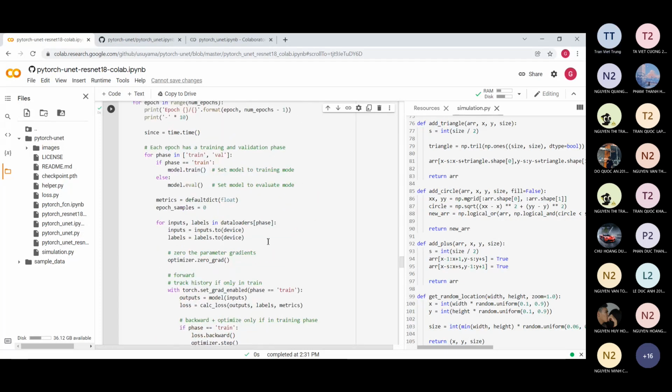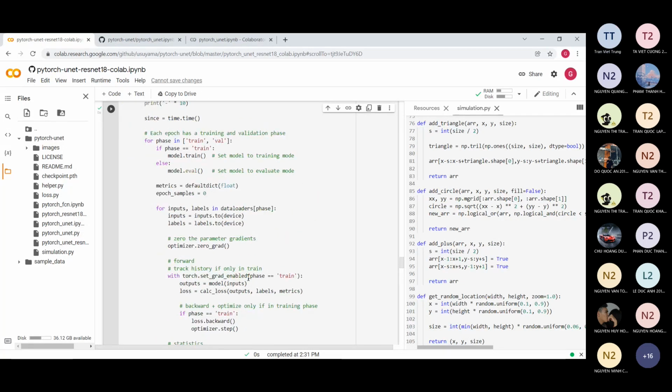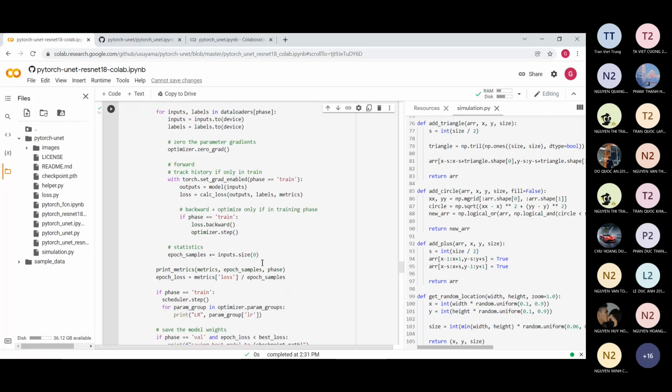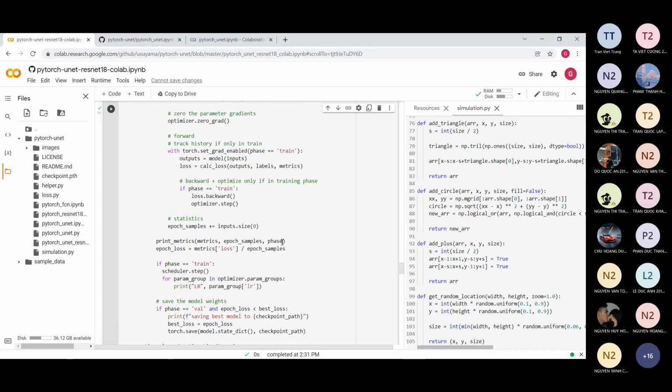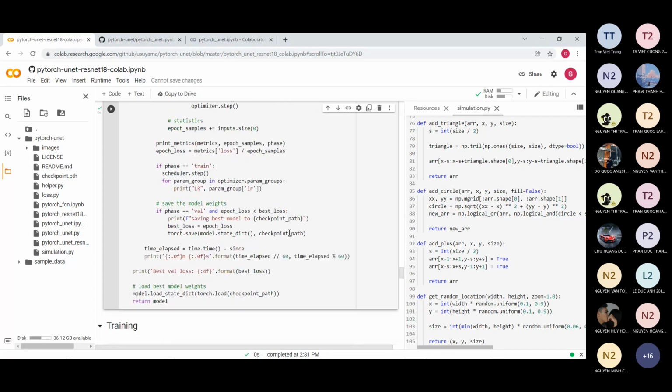And I see that the training phase has nothing special. It's just normal. You put the image to the model, calculate the loss, and optimize it. It is quite similar to what we learned before, right? And I don't see anything special here, like also the scheduler step.